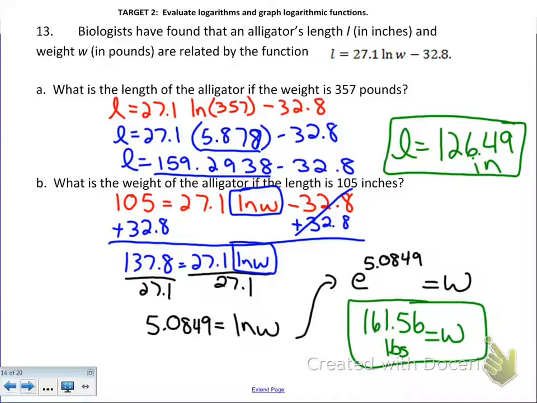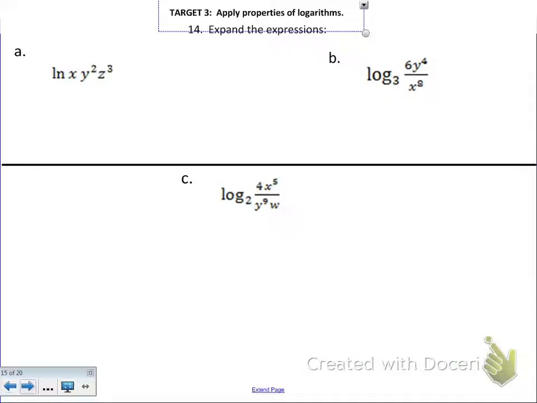So over on the right-hand side, we wrote it in black as e to the 5.0849 power equals w. Plug that in your calculator, and you get a weight of 161.56 pounds. And again, pounds is abbreviated as LBS. And that is your answer. Yay! Almost done.